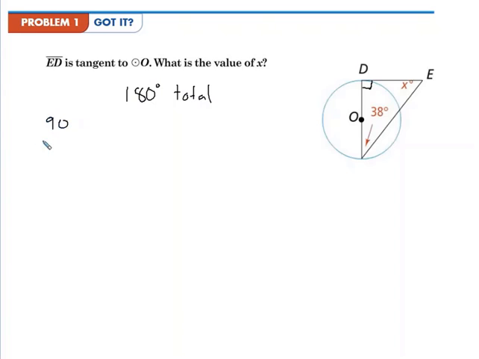So let's add that together first and get 128. And now all I've got to do is subtract that. Do that quick, or you can use a calculator. And I'm getting 52 degrees this time.